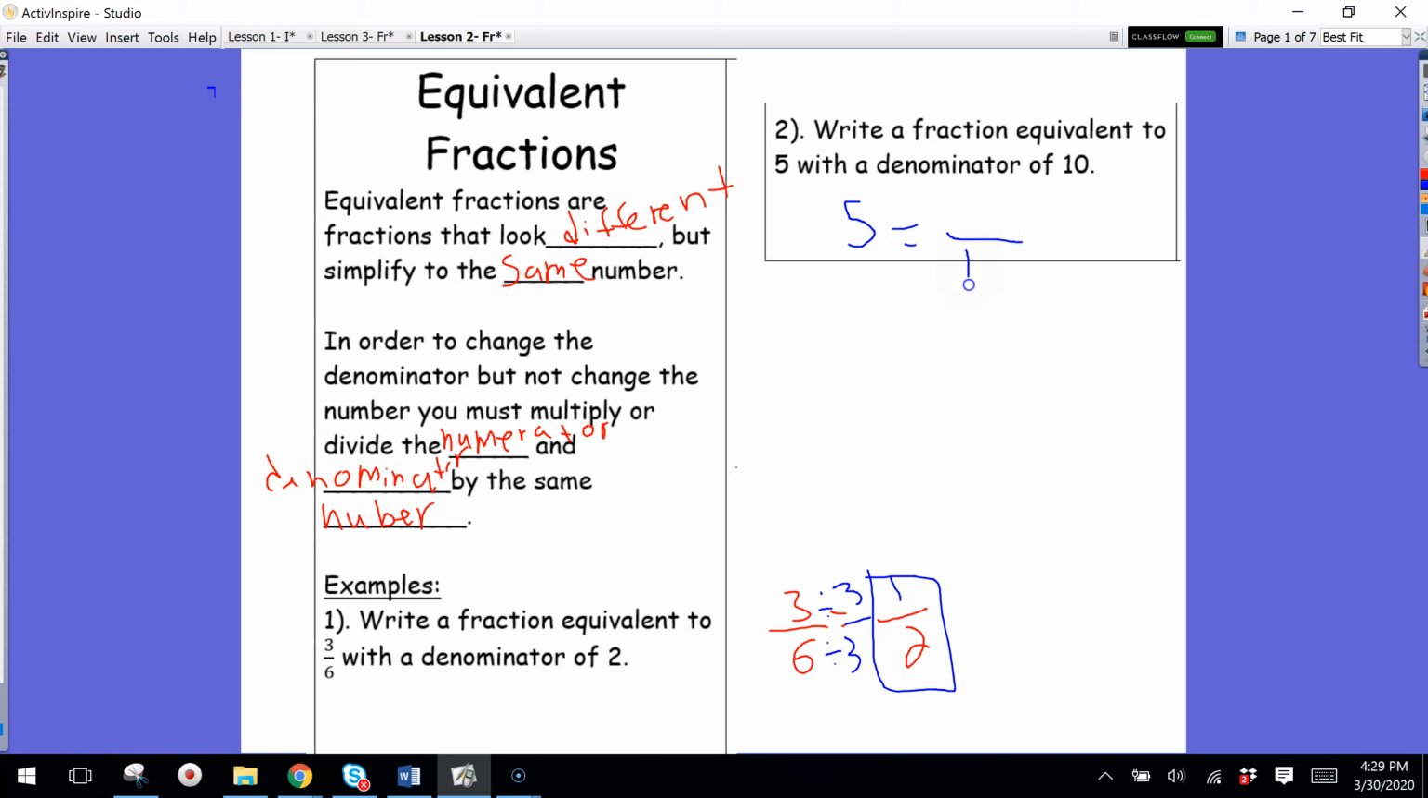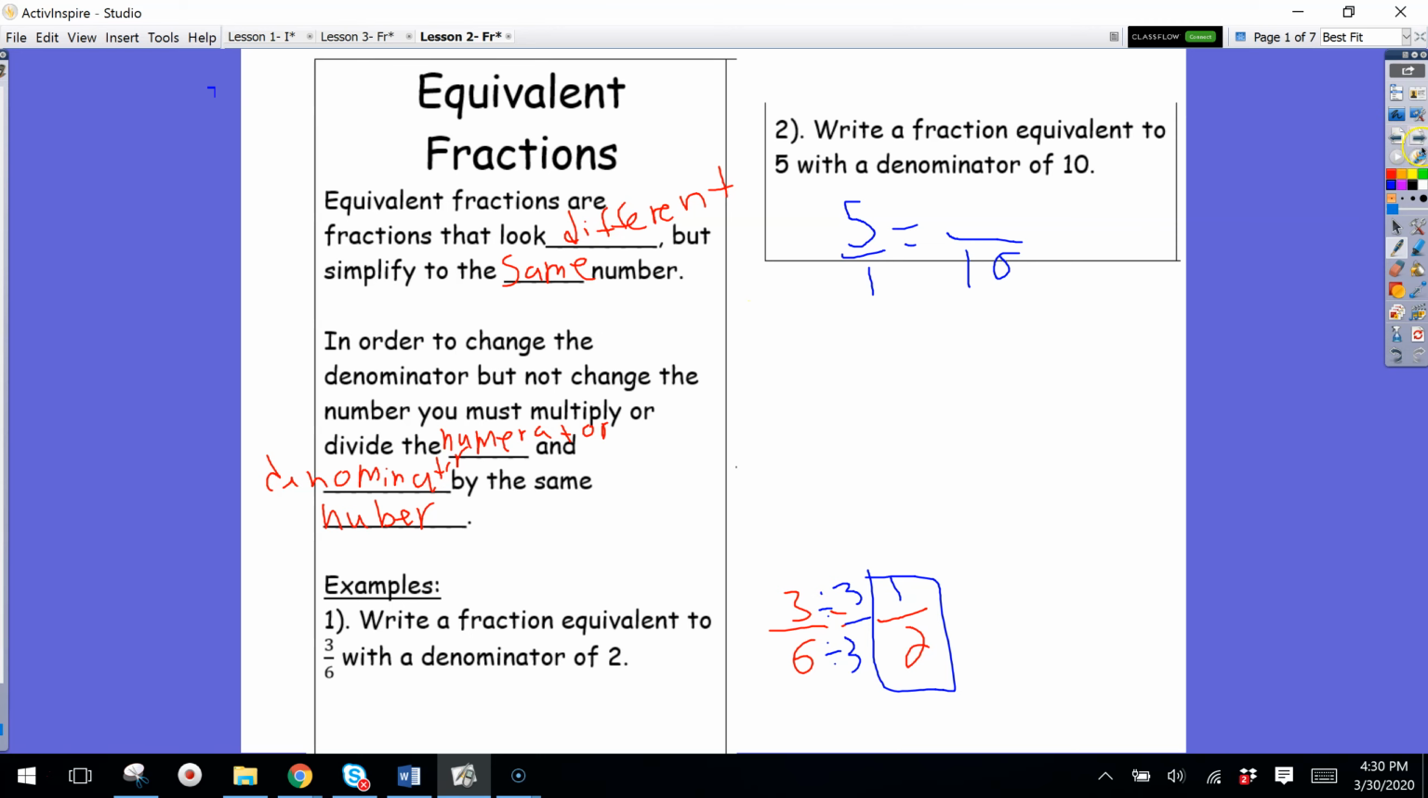Okay, so we're done with the first example. Now the second example: we need to write a fraction equivalent to 5, and we're going to be using this skill a lot in the future, with a denominator of 10. So it needs to have a 10 in my denominator. Now, what's the denominator of a whole number? Well, it always has a 1 on the denominator, but we don't need to write it because it's understood that this is 5/1. You have 5 whole pieces. You do not need to write that 1 on the bottom.